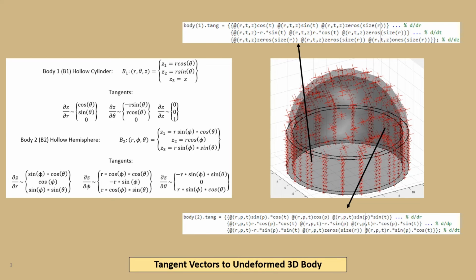In this slide, I have just highlighted my tangent vectors to each one of my three-dimensional surfaces. And as you can see, the definition of those tangents are just the partial derivative of my parameterization with respect to one of the variables that makes up the parameterization of that surface. So you can see my tangents highlighted here for my hollow cylinder, and you can see my tangents highlighted here for my hollow hemisphere. And then you can see my appropriate lines of code that reflect those tangents for each one of my 3D surfaces.